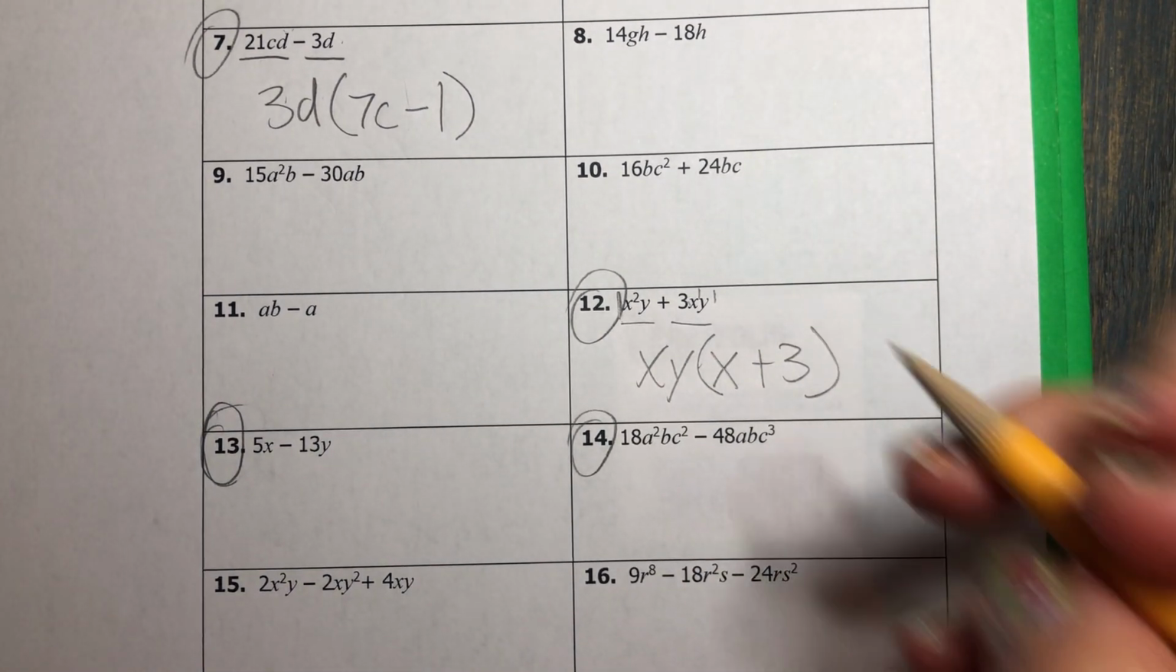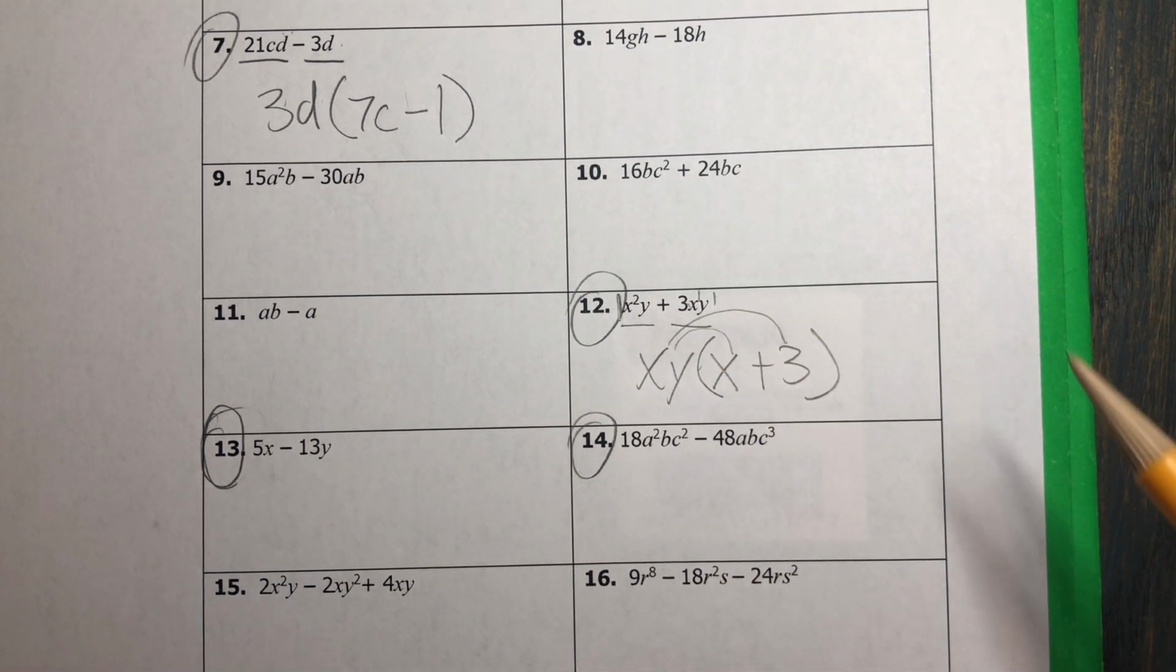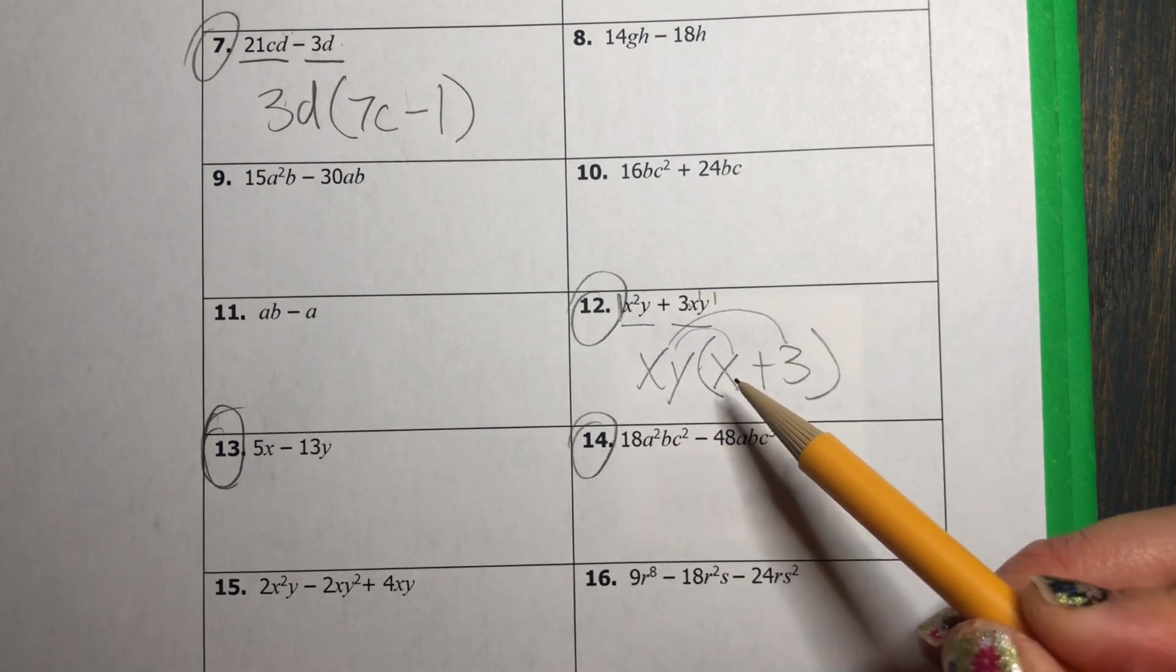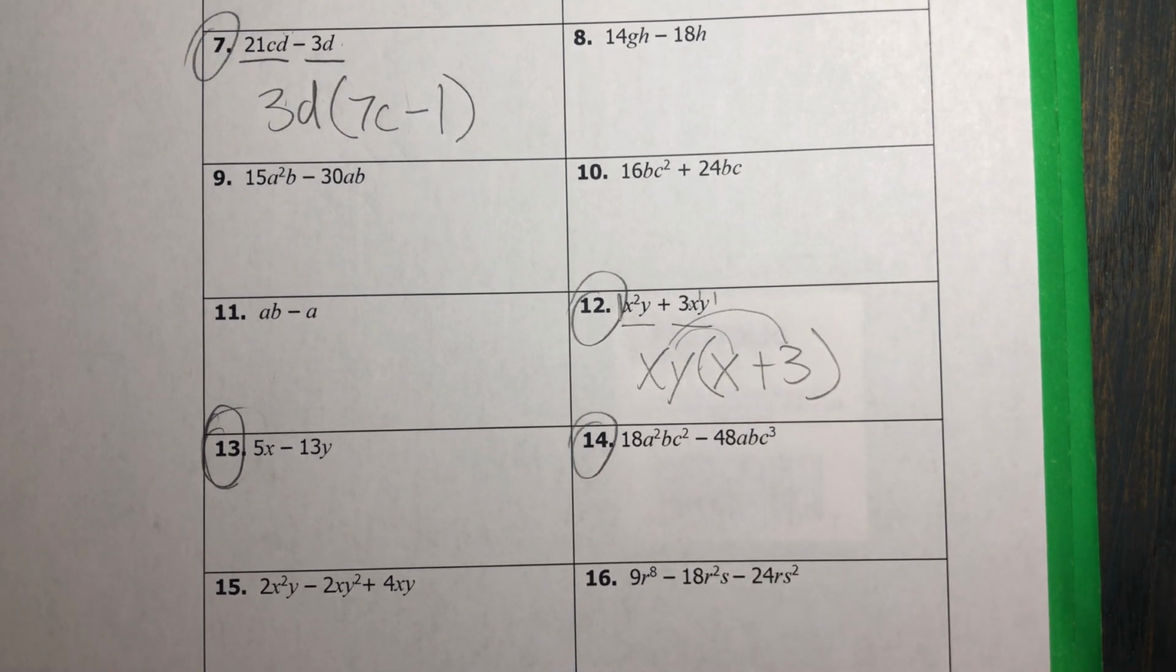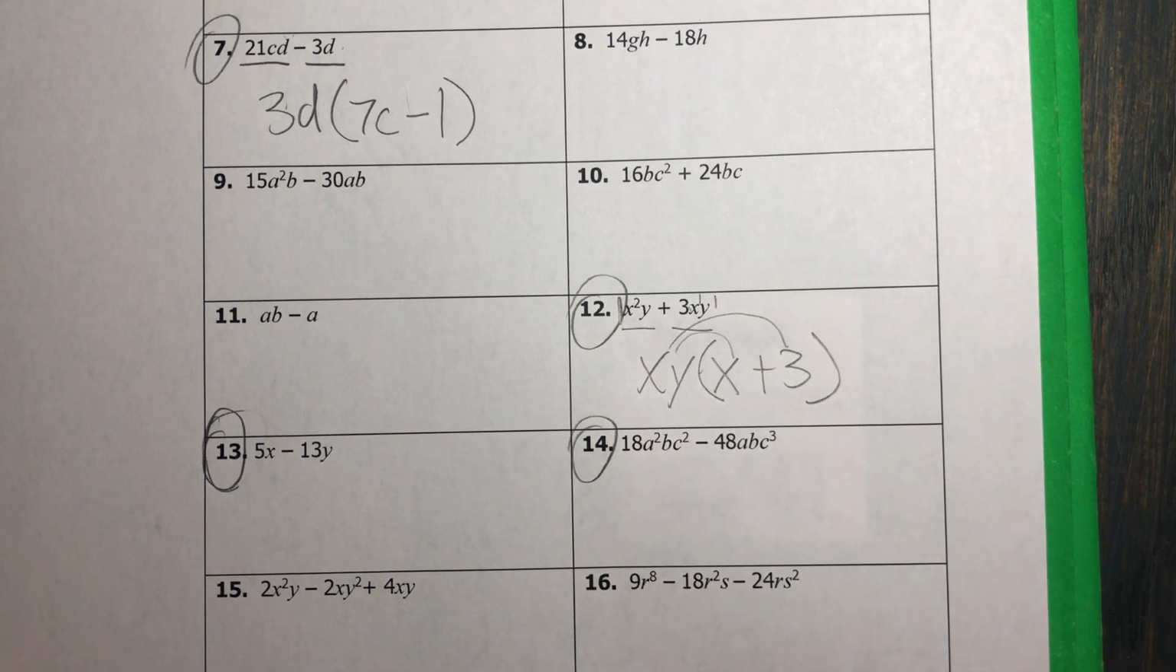Okay, remember, you can always double check by distributing. Make sure you get back what you started with. And when you multiply variables, you add the exponents. So this would get me my x squared in the first term and y to the first.